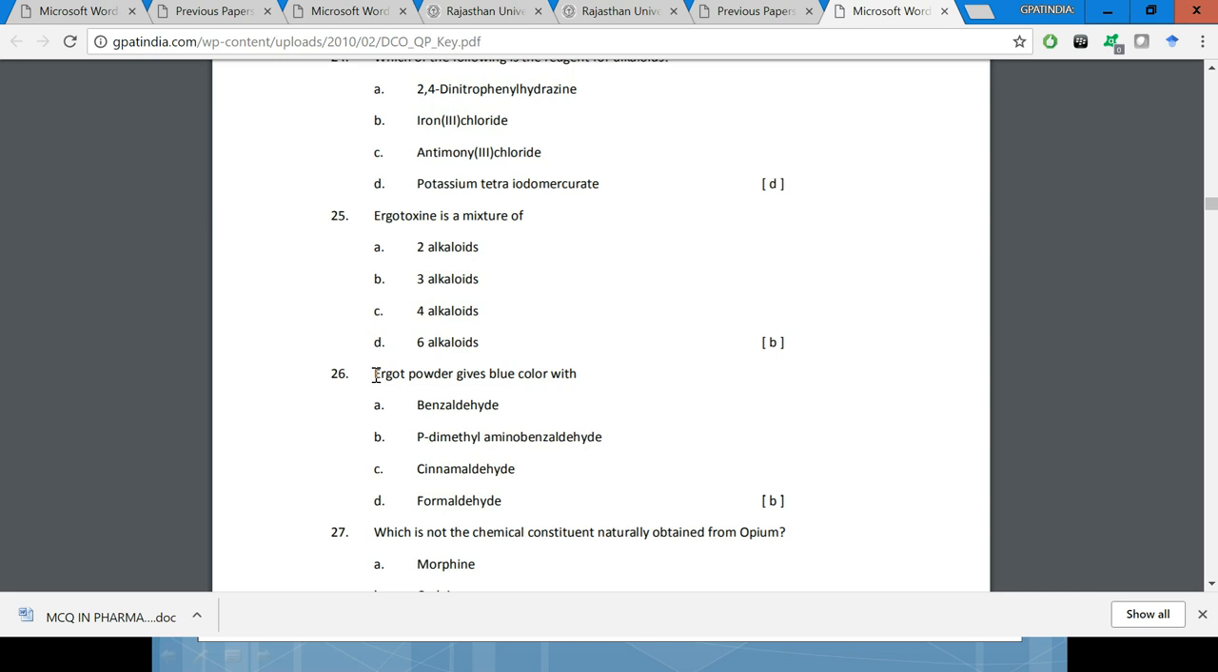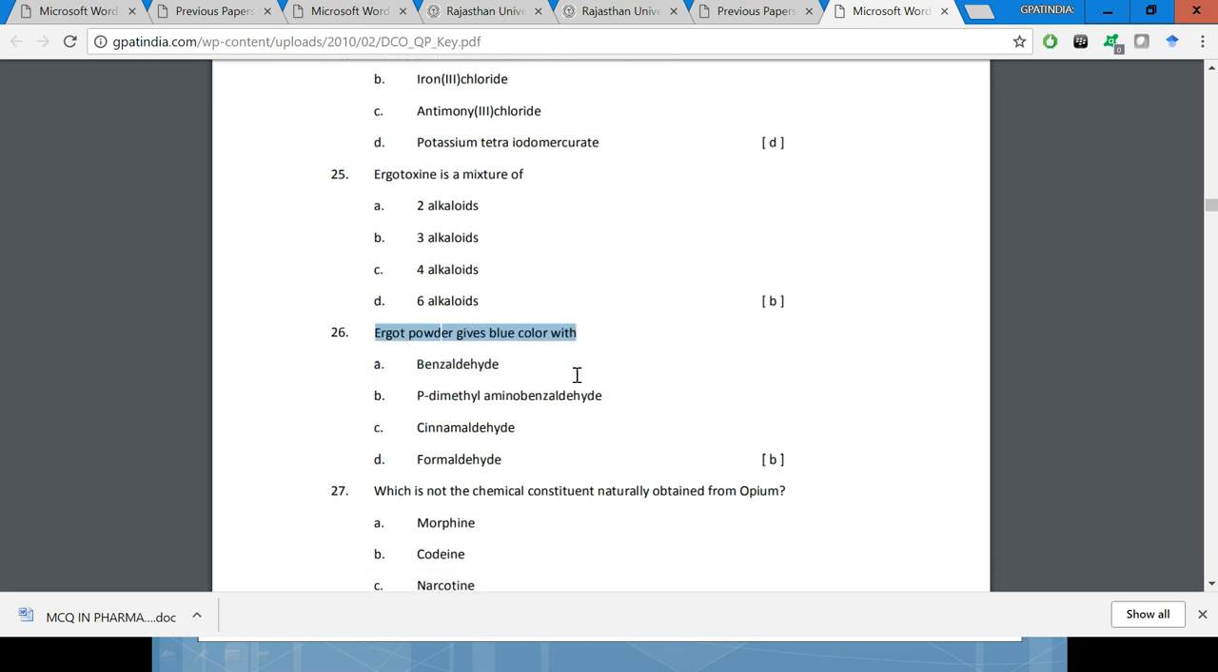Next question, again from ergot. Ergot powder gives a blue color with which reagent? Para-dimethylaminobenzaldehyde. This is also called Van Urk's reagent and it gives a blue color. Yes.